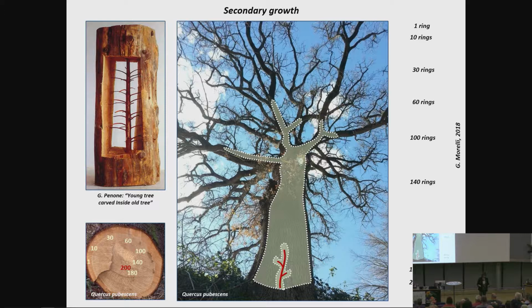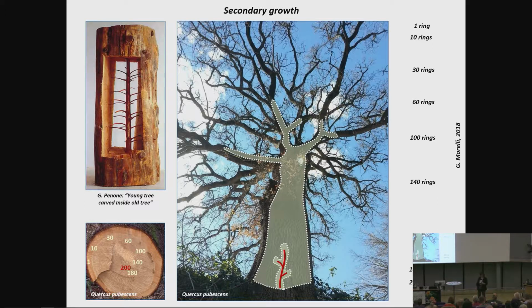So when we want to talk about secondary growth, we talk about rings. But maybe we can do better if we think that these are not just rings, but they are like gloves or casts that grow every year, because of the cambium, the vascular cambium, on the tree of the year before.